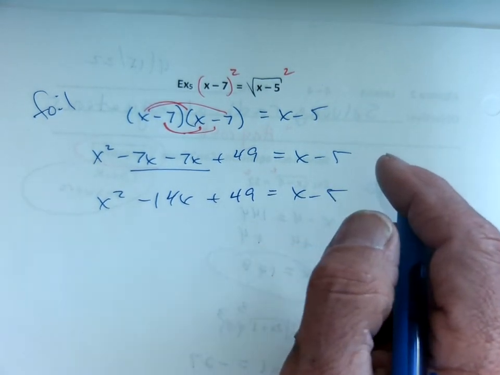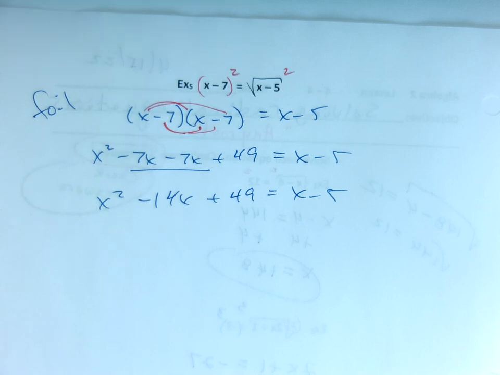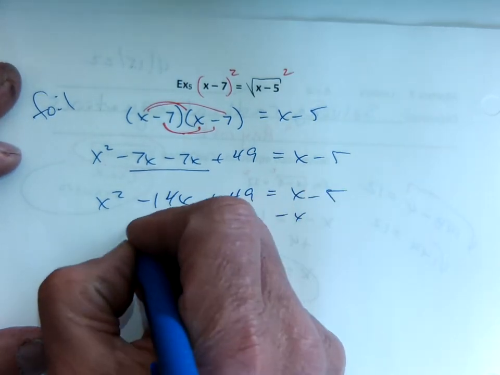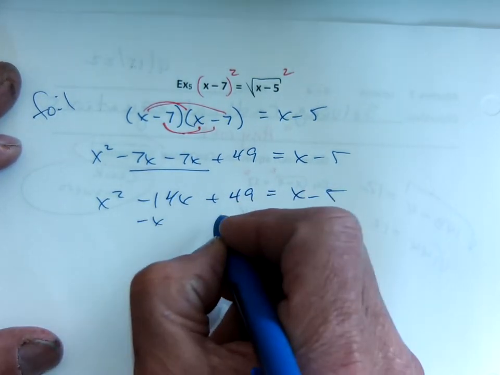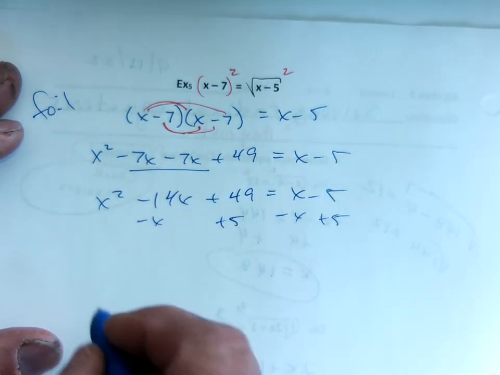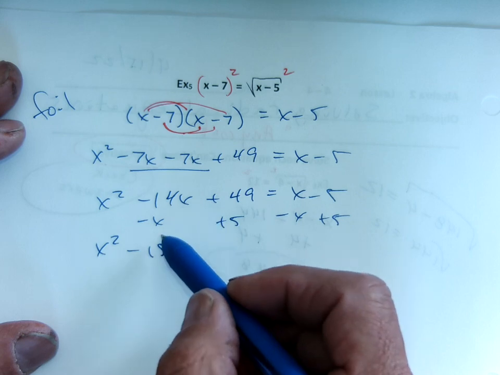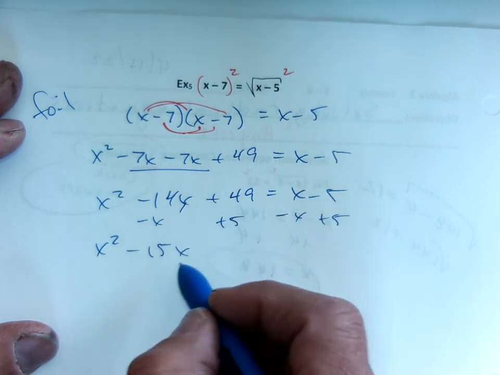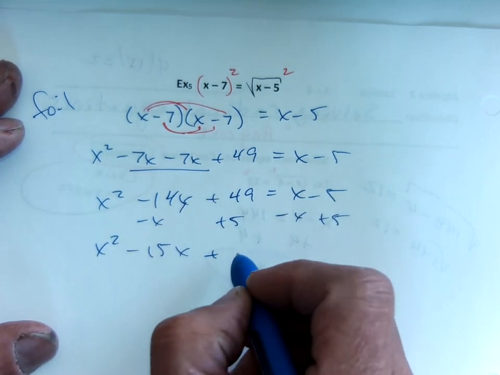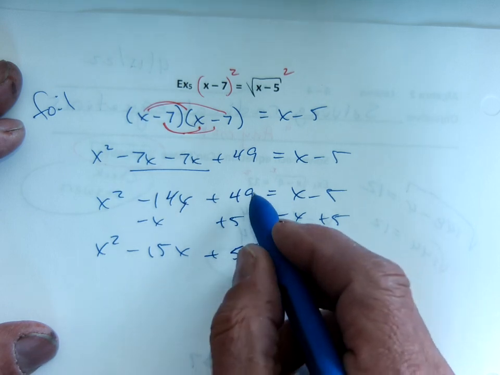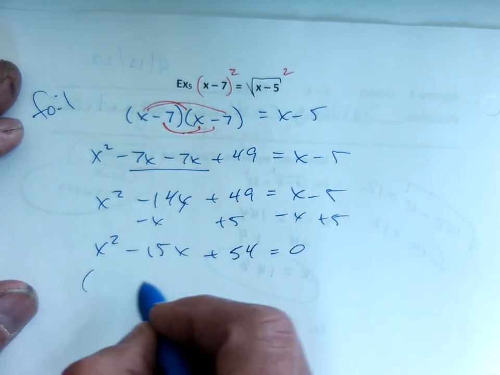So I need to get all the x squareds together so I can factor. So I'm going to go minus x plus 5 plus 5, because I want to set it equal to 0 so I can factor. X squared minus 15x, because negative 14x and x makes it negative 15x, plus 54, 49 plus 5, equals 0. Okay, I think this will factor.